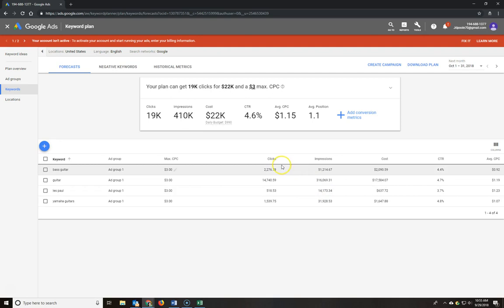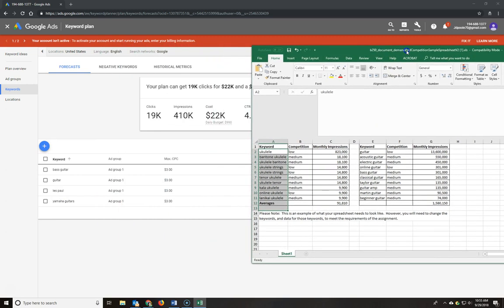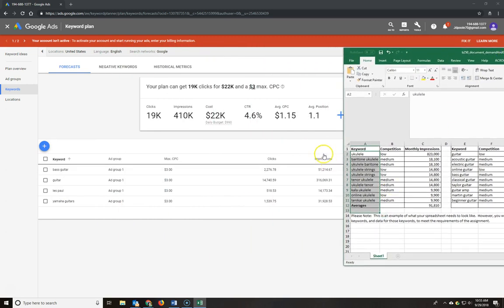Now here's your impressions: clicks, cost, click-through rate, average cost per click, and then your keyword. Now, if we look at the assignment, here are the instructions, or the spreadsheet that you're supposed to fill out, something similar to last week's assignment. You notice it's asking for keywords, which you have right here. It's asking for the monthly impressions, which you have right here in this column. And it's asking you for the competition level.